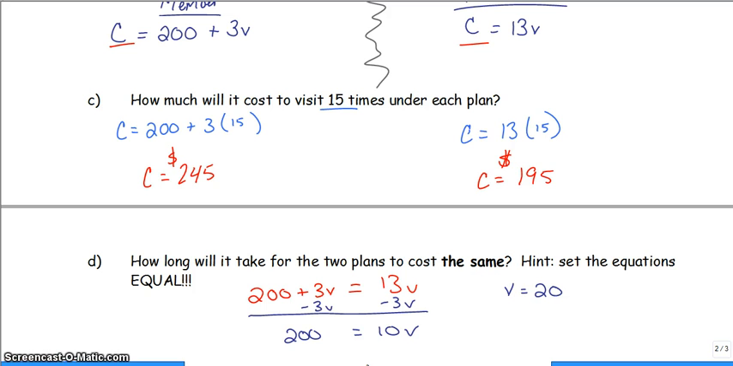Again, it's a word problem. I can't just say V equals 20. That doesn't answer my question. The question is, how long will it take? V represents something. We defined that. It's the number of visits. So I have to label this as 20 visits. So what that's telling me is that if I visit the health club 20 times, it doesn't matter if I become a member or if I'm a non-member. I'm going to pay the same exact amount either way.